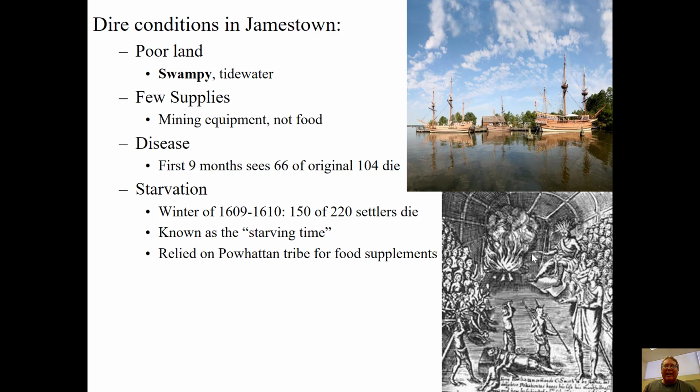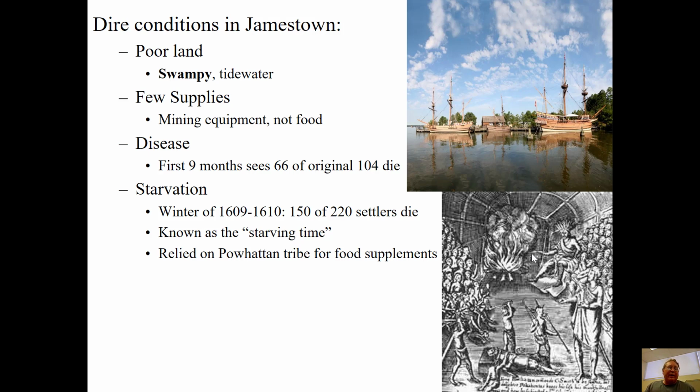Both sides are getting something out of these transactions. The English get the food they desperately need, and the natives get some weapons. And this actually works as long as John Smith is there. He works out deals and trades sort of fairly with the natives.